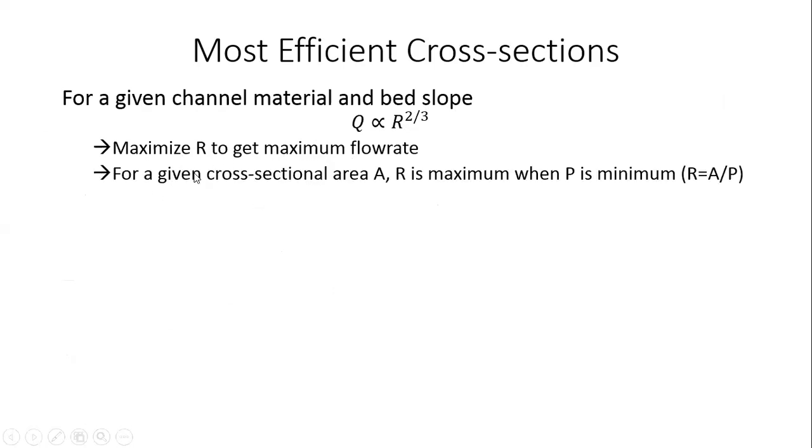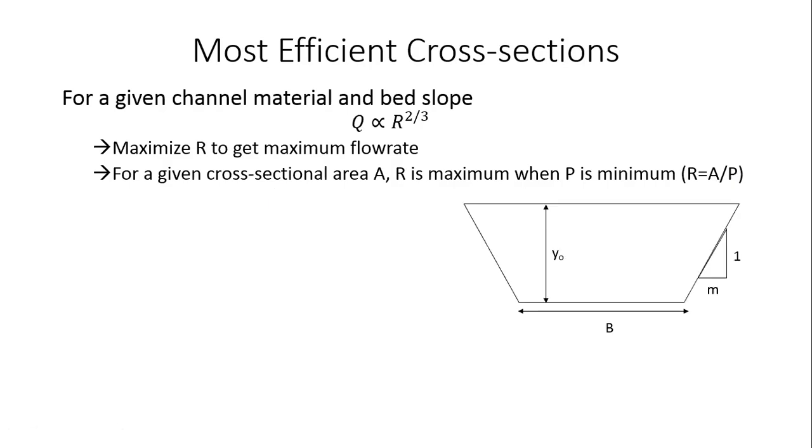How do I maximize R? For a given cross-section area A, R is maximum when P is minimum, when the wetted perimeter is minimum, because R is A by P. If P is minimum, R is maximum, for a given cross-section area A. So I can use this expression to try to find out what is the most efficient cross-section.